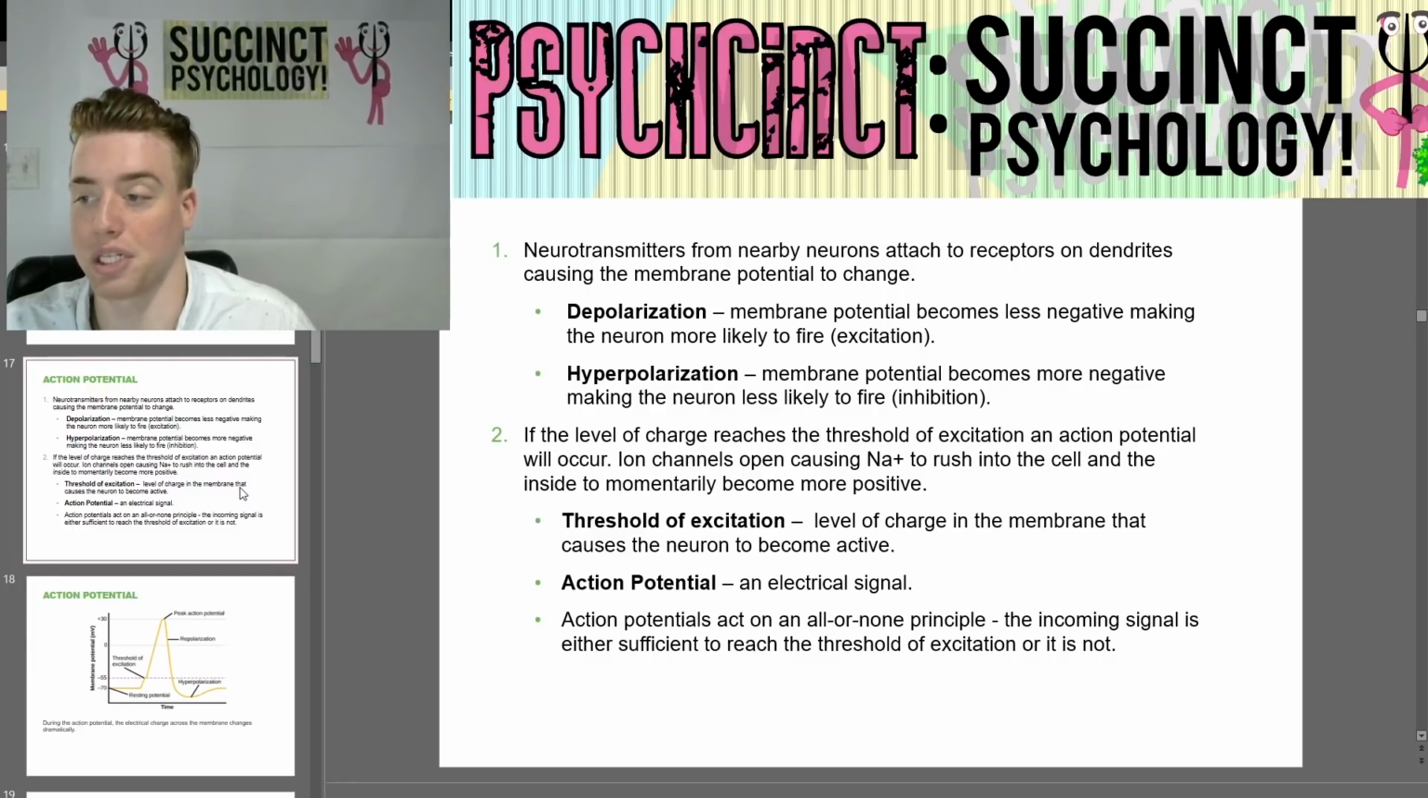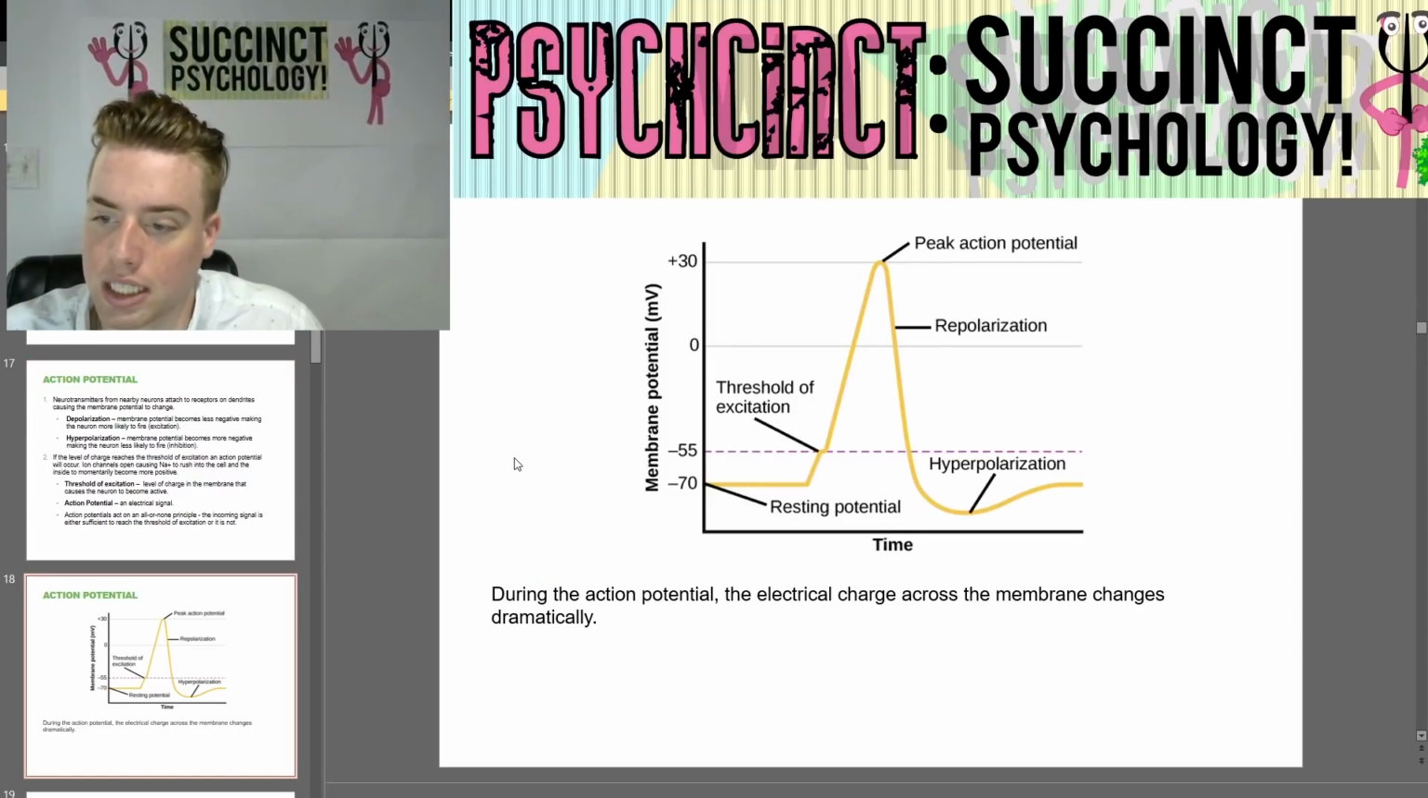If the level of charge reaches the threshold of excitation, an action potential will occur. Ion channels open, causing Na+ to rush into the cell and the inside to momentarily become more positive. The threshold of excitation is a level of charge in the membrane that causes the neuron to become active. An action potential is an electrical signal. Action potentials act on an all-or-none principle. The incoming signal is either sufficient to reach the threshold of excitation or it is not. There's no halfway reaching the threshold. It's all or nothing.